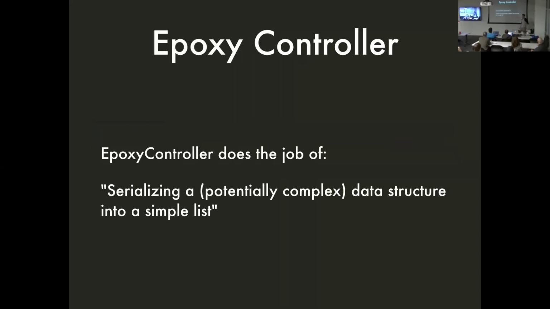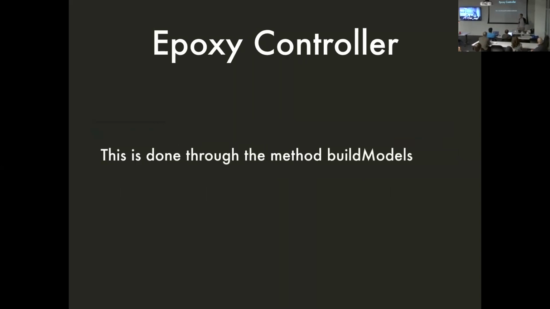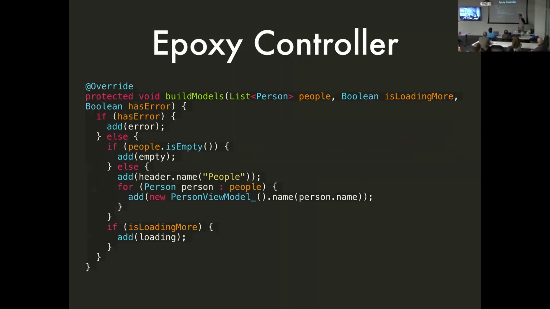So the job of the Epoxy controller is to take all that data and turn it into a list. This is done through a method they have called buildModels. It takes whatever state it needs and then returns this flat list of Epoxy models. So we're going to look at an example of that.